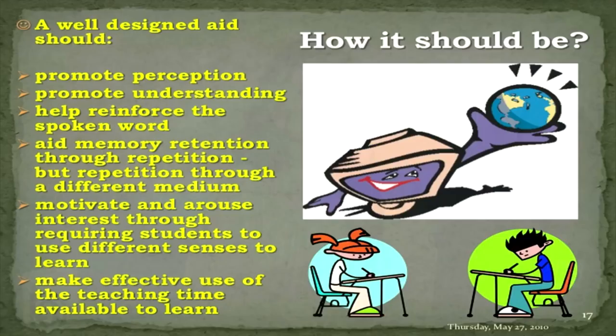Now, how should we use teaching aids? A good well-designed teaching aid, first, should promote perception. It should promote understanding. Next, it helps reinforce the spoken word. Aid memory retention through repetition, but repetition through a different medium. Next, it motivates and arouses interest through requiring students to use different senses to learn. It means TLM requires the use of all senses. It makes effective use of the teaching time available to learn. So these are the things which a well-designed teaching aid should include.